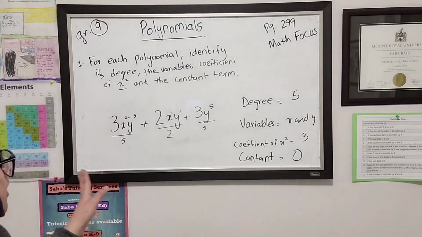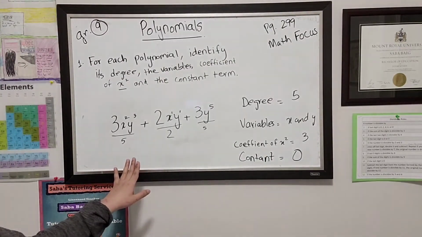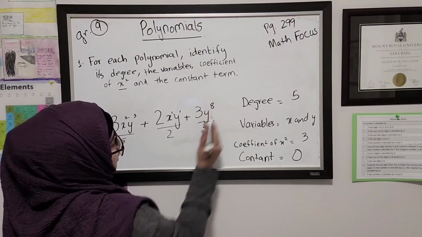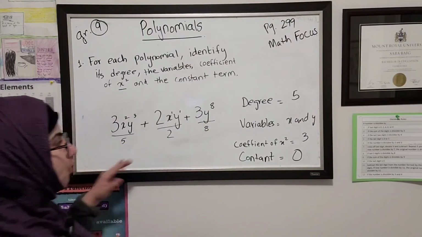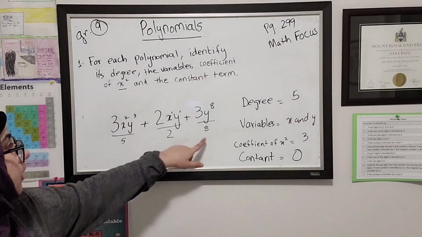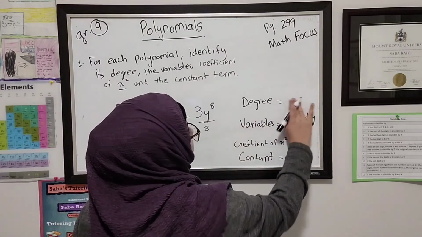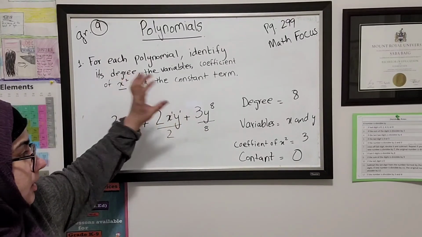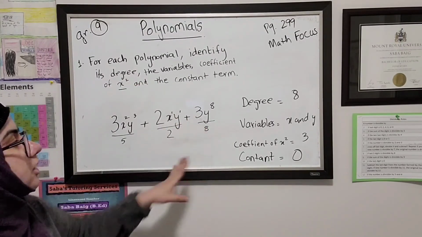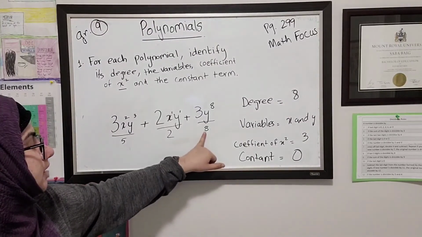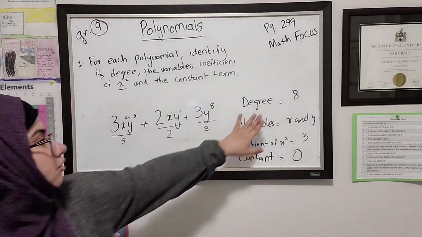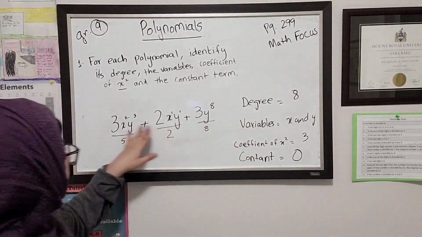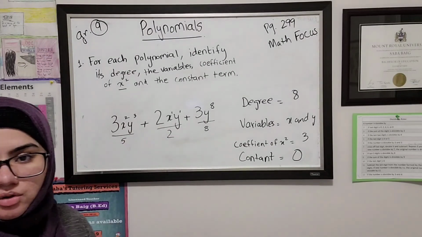Okay, pretty easy. That's how you find the degree of a polynomial. Imagine if this term's degree would be, for example, 8. You always pick the biggest degree. So for this same question, the degree would be 8, not 5. We pick the biggest degree of the terms, so the degree of the whole polynomial would be 8, not 2 or 5. Just 8. The variables stay the same, x and y, the coefficient is 3, and the constant again is 0.